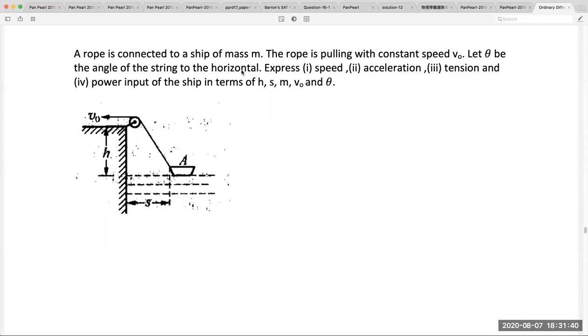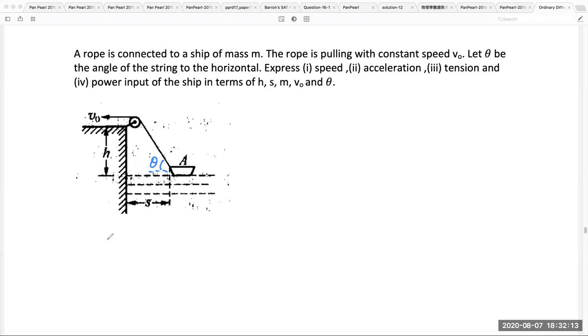S is not a constant, but you can express the answer in terms of S. Theta is this angle. First of all, what is the speed of the ship? Is it V0 cosine theta?